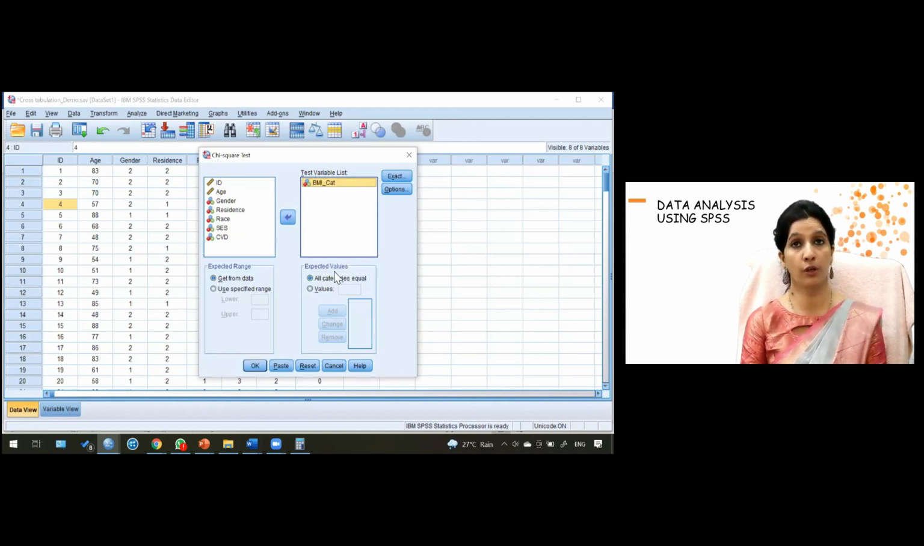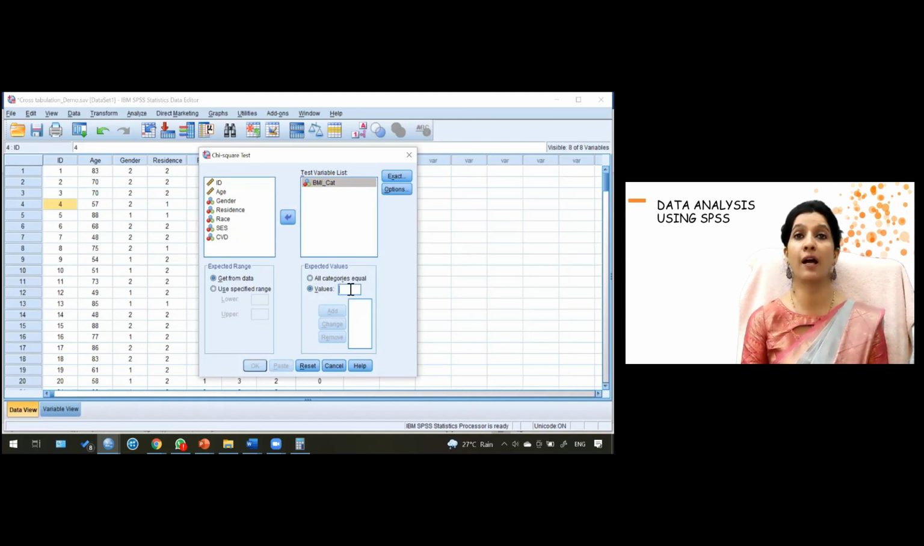I have told you that we can have two options. If we don't have a hypothesized value, we will click this, that all categories are equal, like all 33 percent for normal, overweight and obese. But since I have a hypothesized value of normal as 50%, overweight as 40% and obese as 10%, I will click this and put these values.